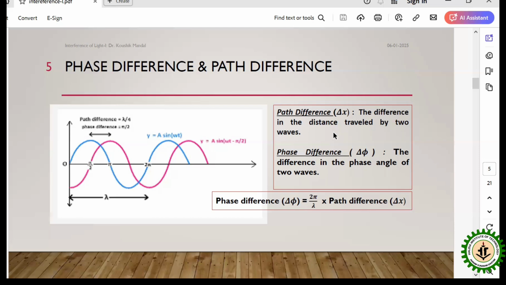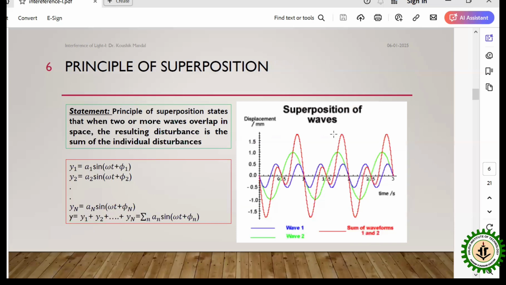There is a one to one correspondence between the phase difference and the path difference, and this equation is written as phase difference delta phi equals 2 pi by lambda times the path difference. So this has a one to one correlation. Now, what is the principle of superposition?